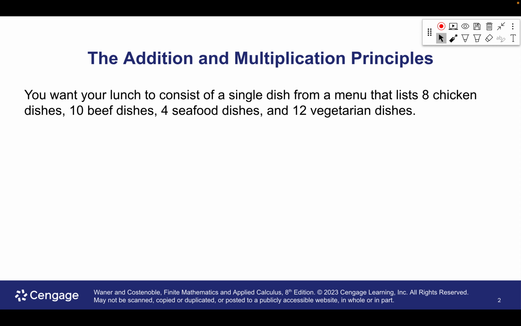Okay, addition and multiplication principles. We're going to lunch, and we're going to have just one dish. We have a list on a menu. There are 8 chicken dishes, 10 beef dishes, 4 seafood, 12 vegetarian. How many different choices do we have? In reality, some of us maybe don't eat beef, or maybe don't like seafood, so those really aren't choices for us. But for the person who would choose any of these, how many choices do we have?